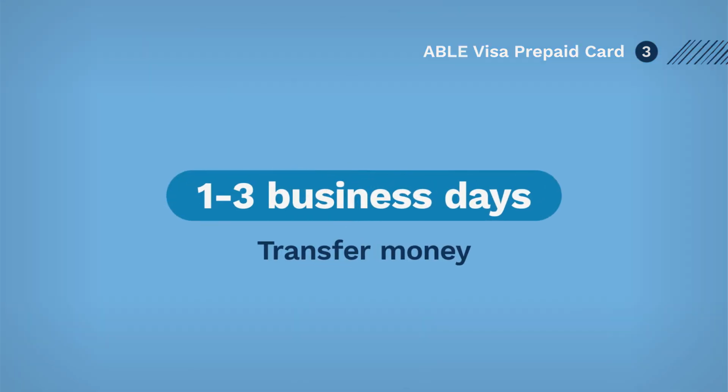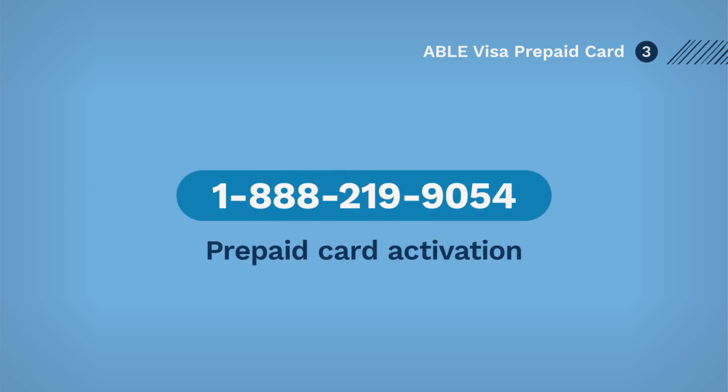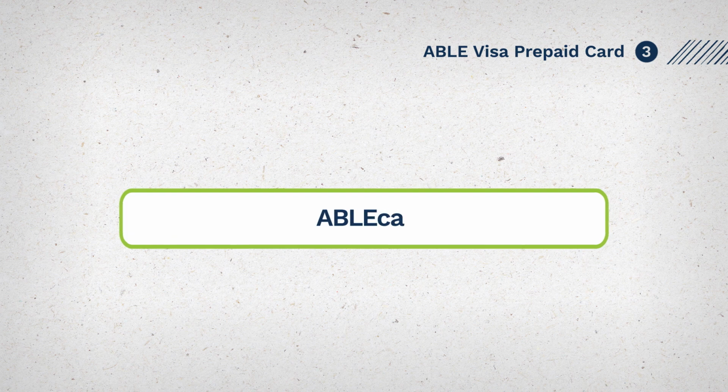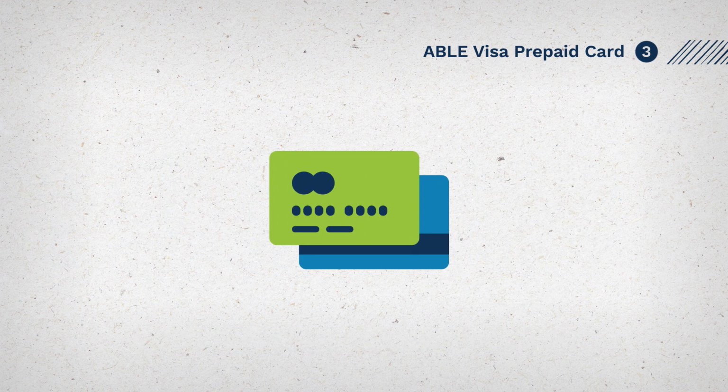You can begin transferring money to the ABLE card 1 to 3 business days after it has been ordered. It will be delivered within 6 to 9 business days. Once the card has arrived, it can be activated by calling 1-888-219-9054 or by following directions provided in a confirmation email sent to the email account associated with your ABLE Visa prepaid card account. You can also order a prepaid card for the beneficiary by emailing ablecard@truelinkfinancial.com.